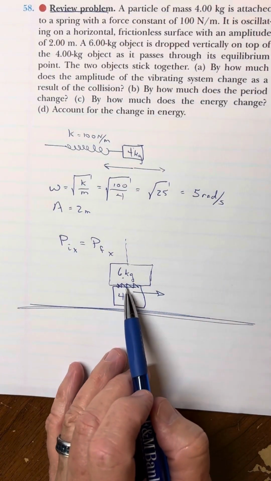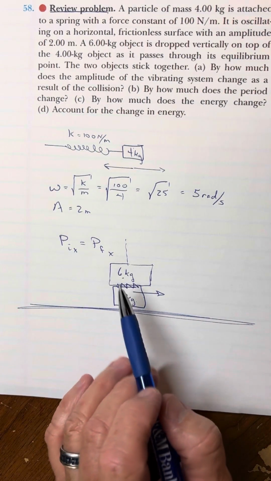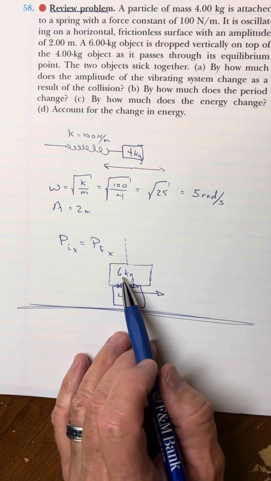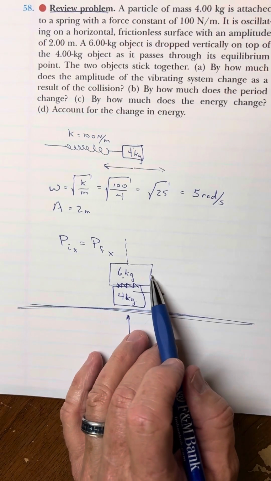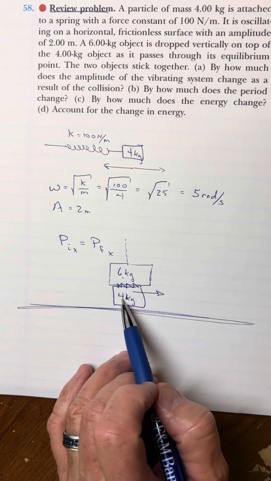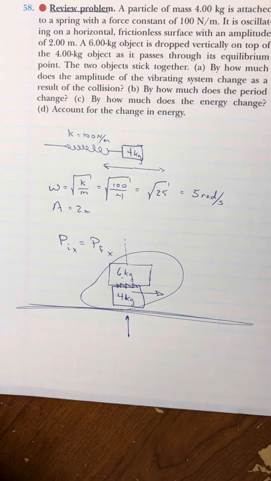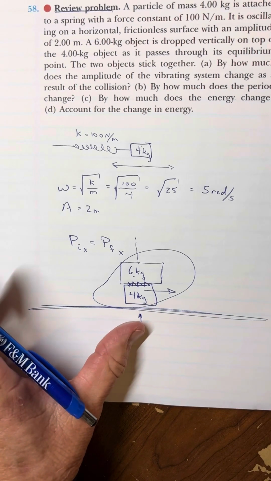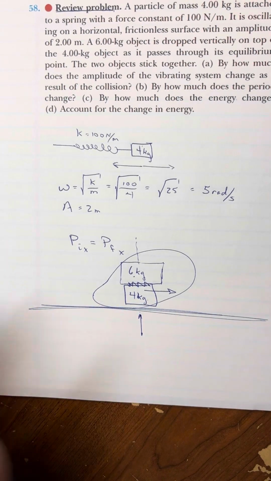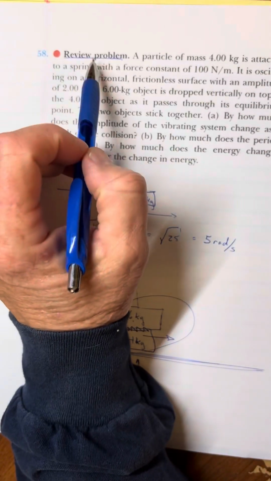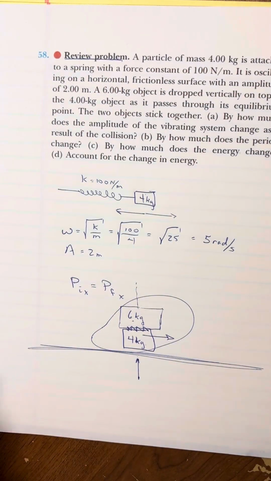But this interaction that makes, I guess I'd say, the 6 kilogram go faster and the 4 kilogram go slower, if we think of them as a system, that's an internal force. And so momentum in the x direction is conserved. So I think that's what they are after with calling it a review problem, that we actually have a collision where momentum is conserved in the x direction, but not in the y direction.